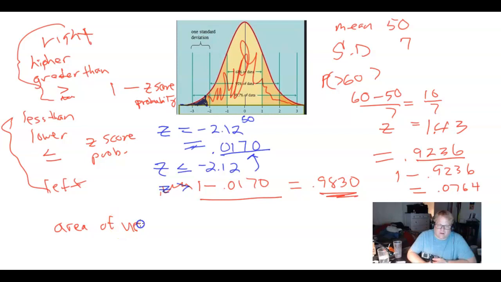Area under the curve equals the probability. Okay, so that means the same thing.